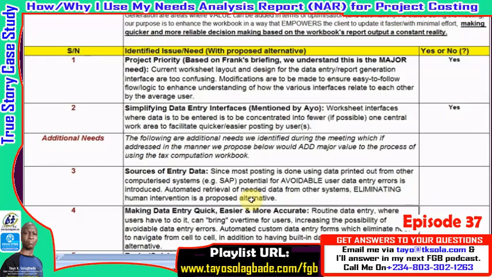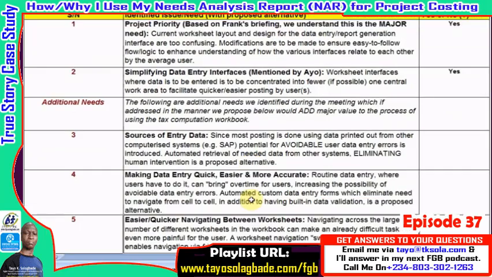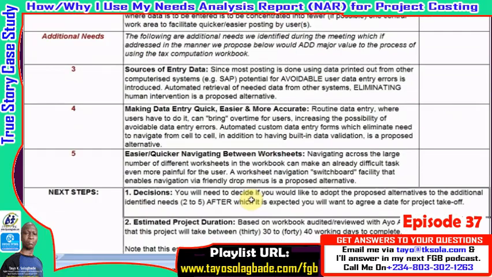I said, since most posting is done using data printed out from other computerized systems, e.g., on the software they mentioned they use, SAP, the potential for avoidable user data entry errors, I mentioned that already. So I was talking about automatically retrieving the needed data from other software. A lot of this software have the facility that allows them to export selected data. Maybe you choose a body of data you want by selecting certain options in checkboxes, and then you export it maybe as a CSV file or as a TXT file or as a simple Excel file. So then what happens is that they are put somewhere on servers.